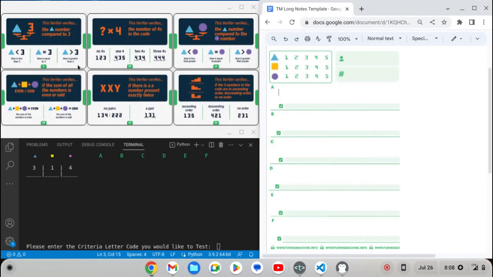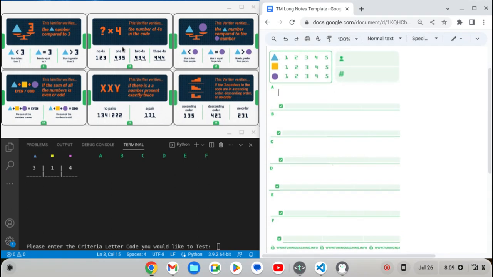So in the grid above, we've got our 6 criteria cards. On the top row, we've got criteria card A, criteria card B, and criteria card C. On the bottom row, we've got criteria card D, criteria card E, and finally criteria card F. Criteria card A looks at our first digit, the triangle digit, and compares it to the number 3. So should the value of triangle be less than 3, should it be equal to 3, or should triangle be greater than 3?